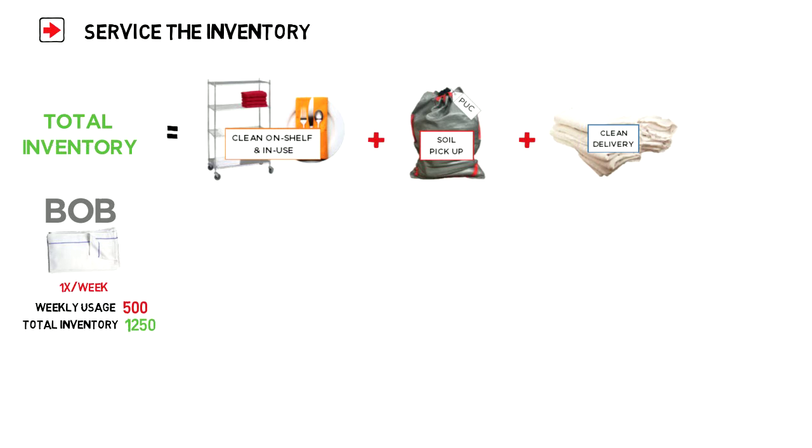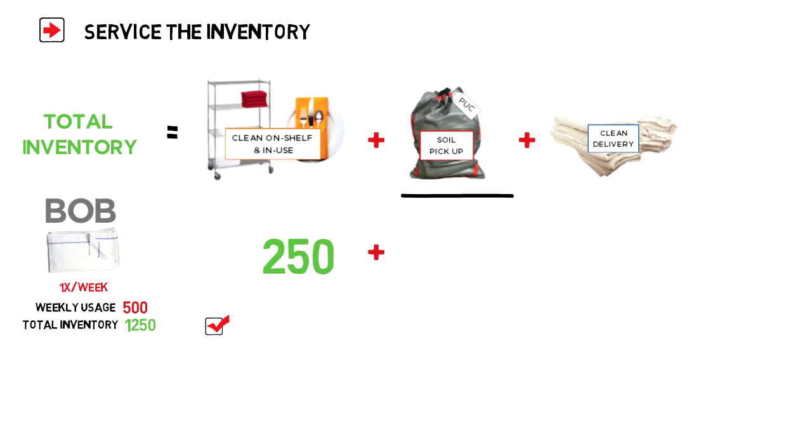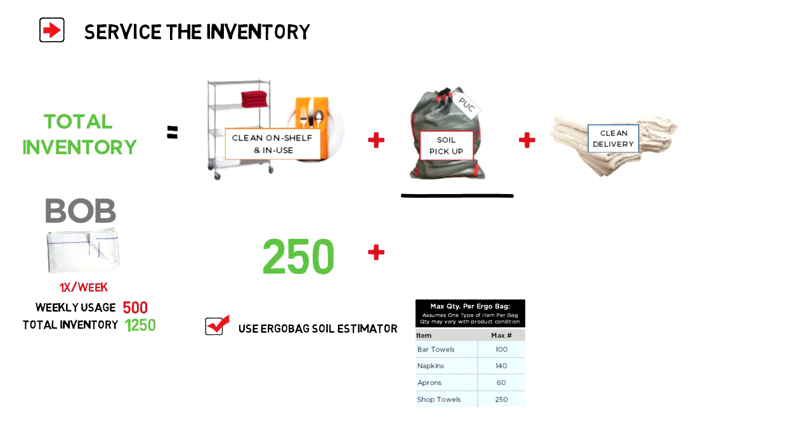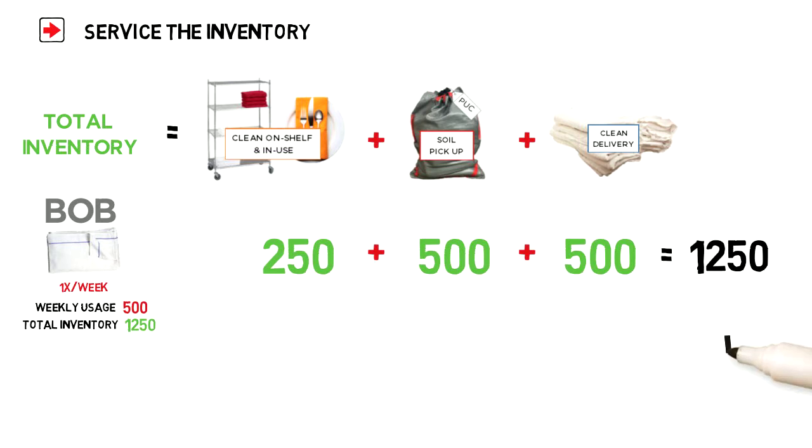Let's go back to your customer Bob, a weekly customer with a total inventory of 1,250 bar towels. In our example, let's say they have a total of 250 clean towels on the shelf and or in use. There are 5 full ergo bags of soiled bar towels to pick up. Using the ergo bag soil estimator, each full bag holds about 100 bar towels. So that means you're picking up around 500 soiled bar towels, and that's what you should puck. You're also delivering 500 clean bar towels on this visit, which is what you picked up in soil last week. So if we do the math, you have 250 clean on hand, 500 soiled you pick up, and 500 clean you deliver. That totals up to 1,250. So their total inventory is accounted for, and Bob will have enough bar towels to get through the week.